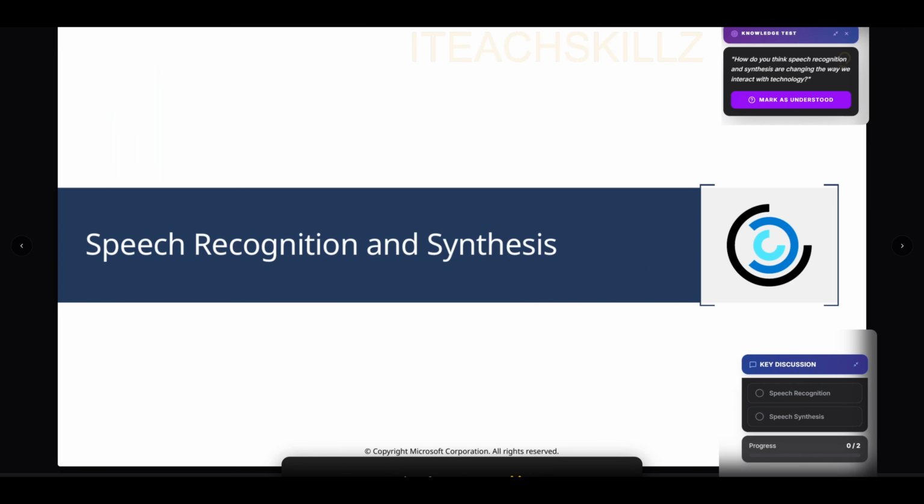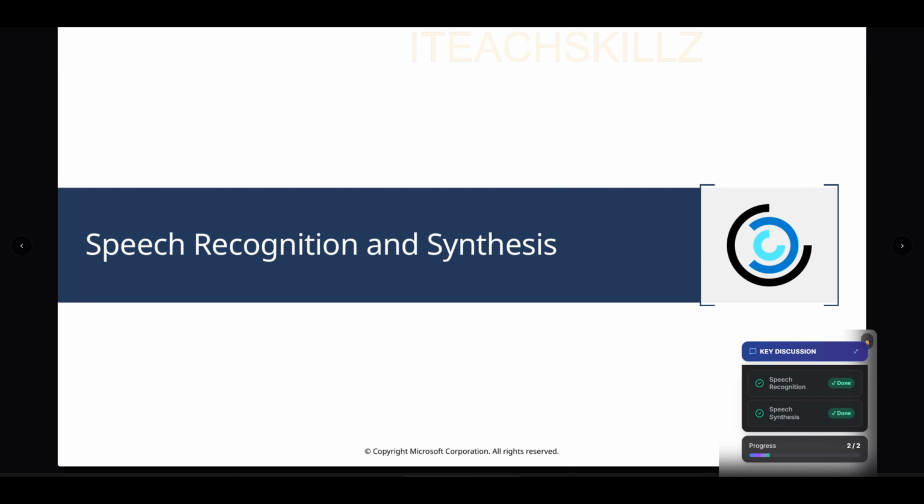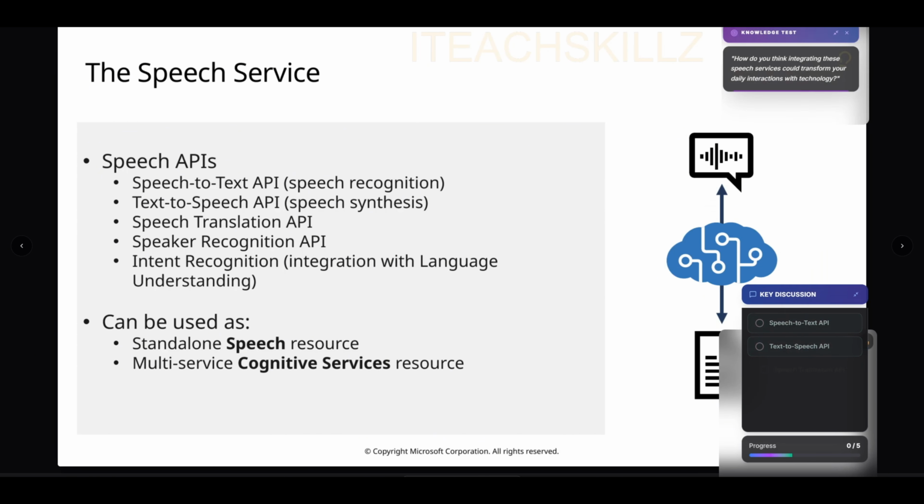Think of speech recognition as teaching a computer to understand human language, much like learning a foreign language. It involves converting spoken words into text or commands that machines can process. Now let's explore speech synthesis, which is the flip side, transforming text back into spoken words, akin to creating an automated storyteller.